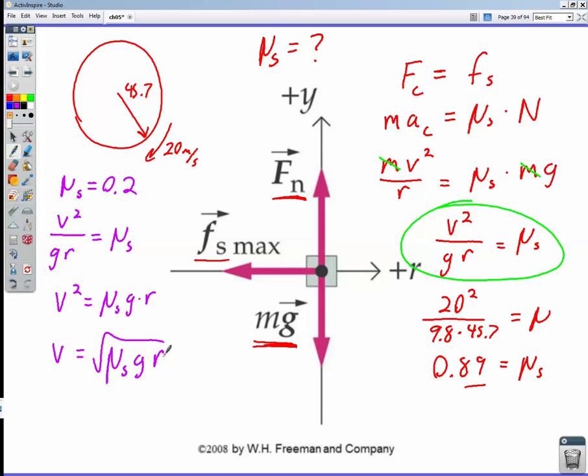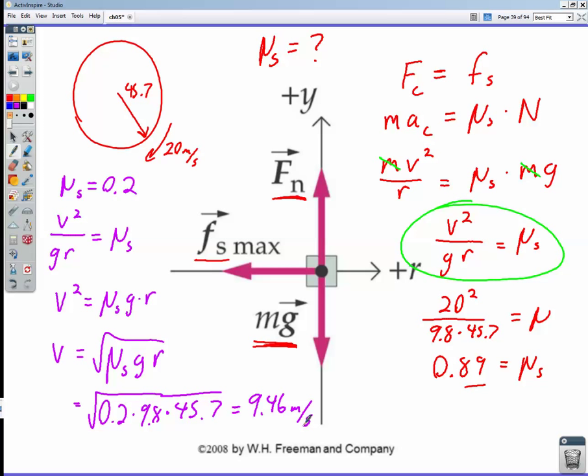Plugging in our numbers, we've got the square root of 0.2 times 9.8 times 45.7. Plugging that in the calculator, we get a maximum speed of 9.46 meters per second. That is how fast this car can go through the curve on the snowy day. So we see a much reduced speed. We're looking at around 20 miles per hour rather than close to 40 miles per hour if the conditions are dry.